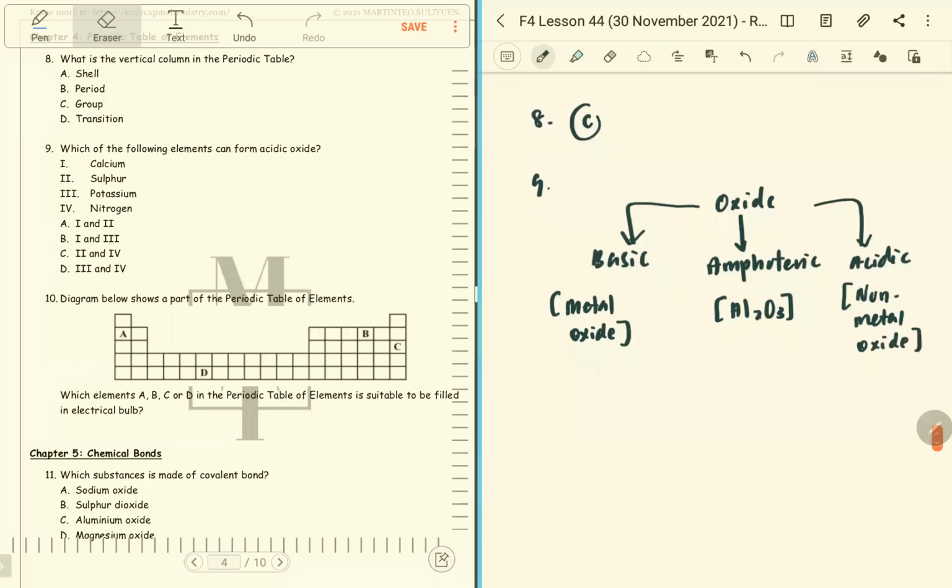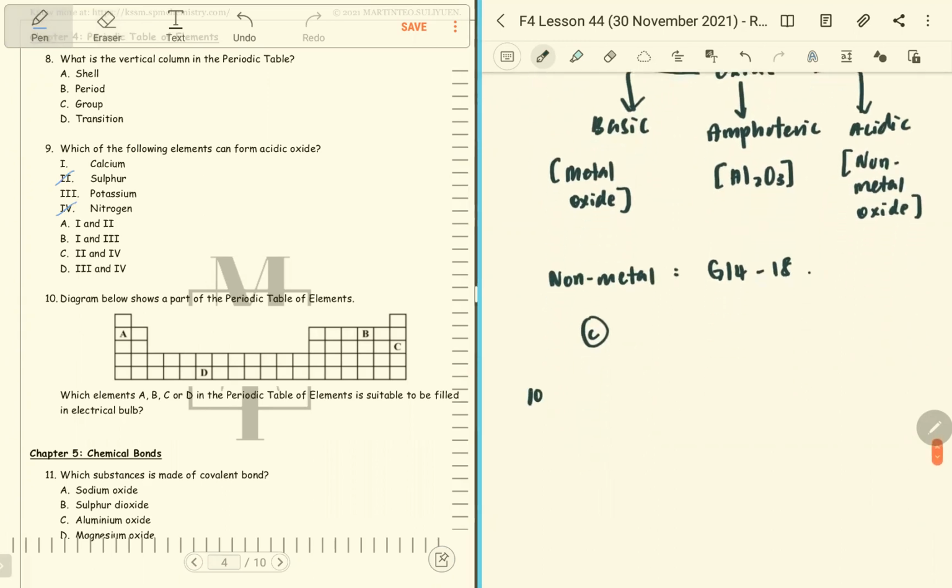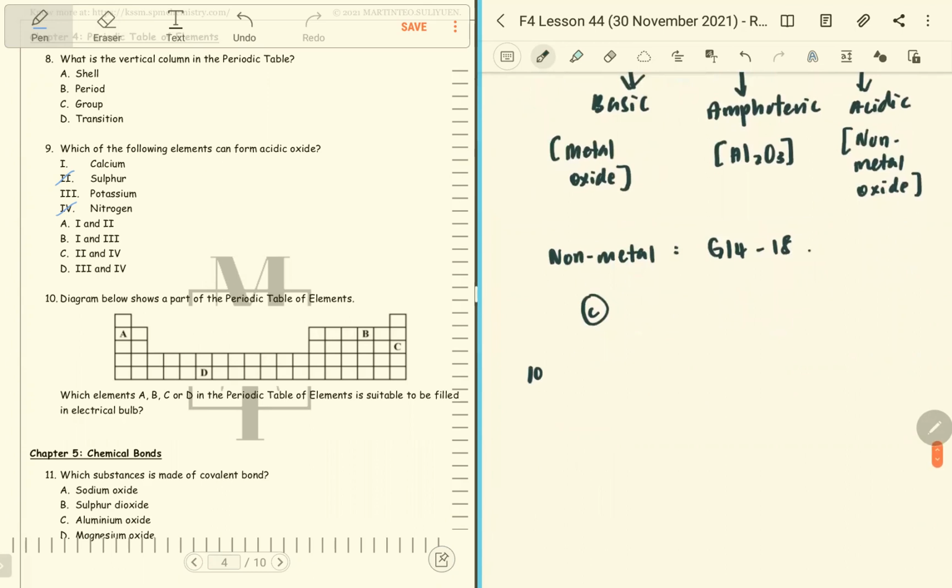So we just have to find a non-metal. Non-metals in our periodic table are anything from group 14 to 18. So in this case, you should be able to identify your answer as 2 and 4. 2 and 4, you get C. Calcium is not in group 14 to 18, and neither is potassium. Calcium is in group 2, potassium is in group 1.